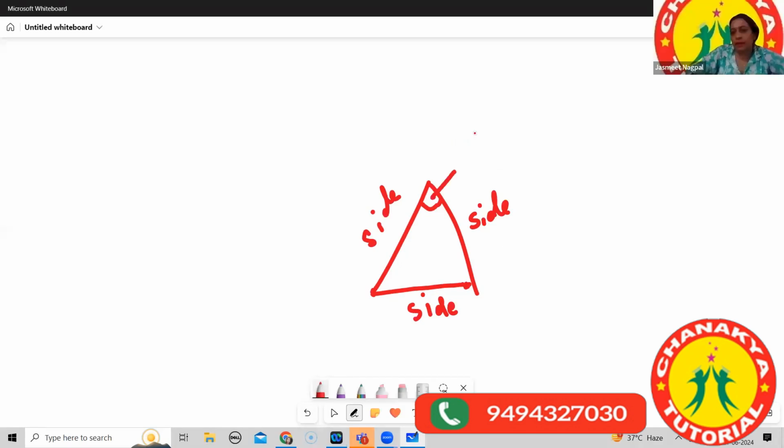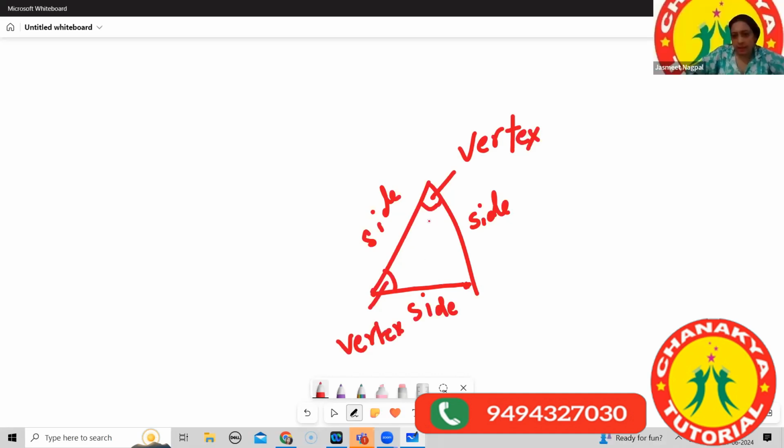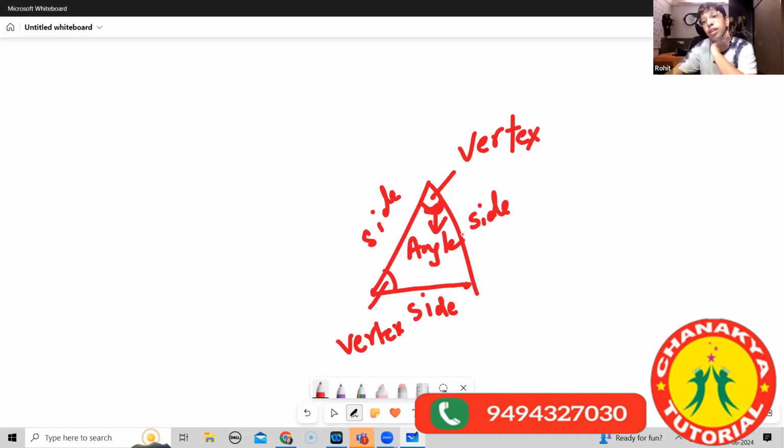I will draw the angle now. So that is called the vertex. This is also a vertex. And this is an angle. On the inner side, you can call this an angle inside the triangle.